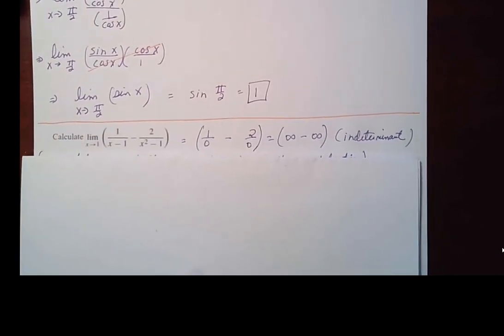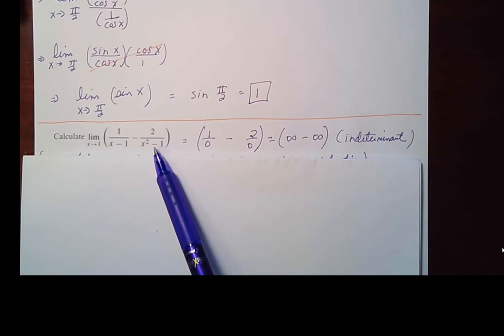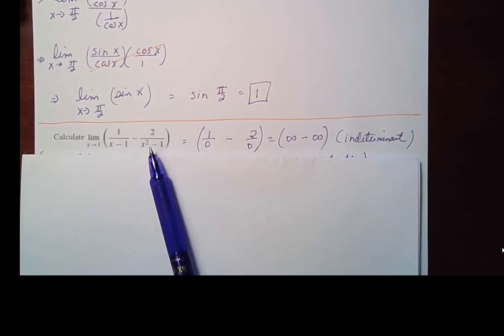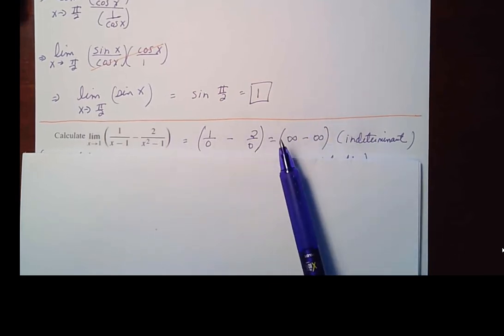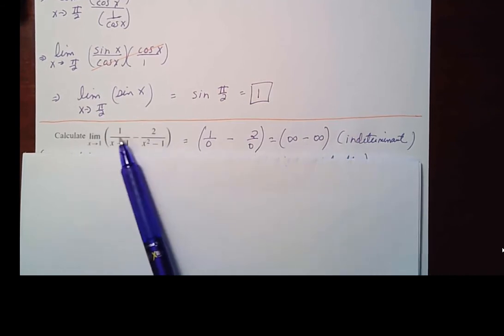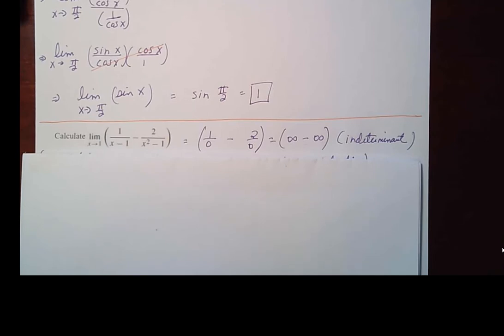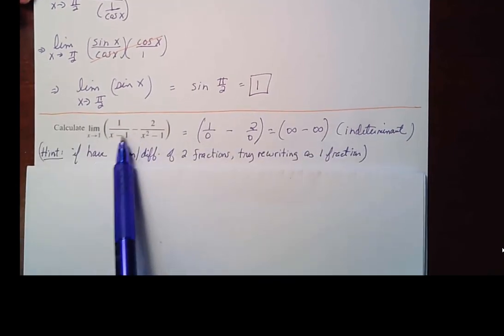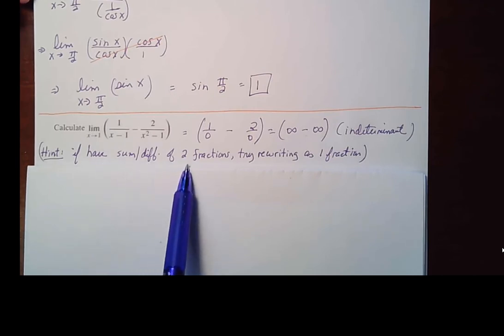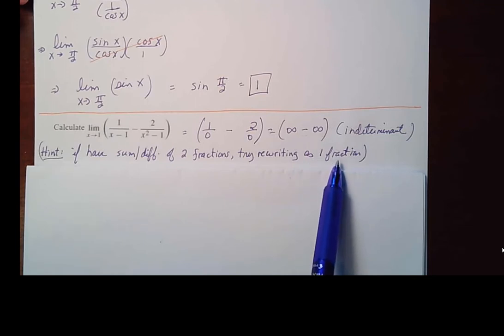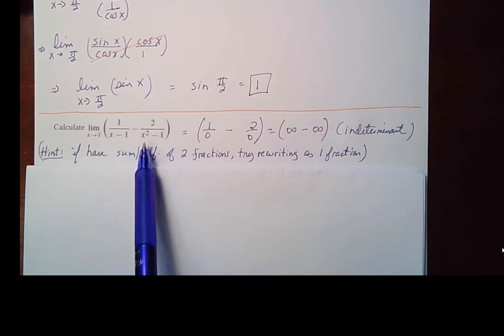All right, so here we have a difference of 2 fractions, 2 rational functions, which are basically fractions. So this is one of those, what I would call hybrid indeterminate forms. It's not a fraction form, it is a difference form, but it is indeterminate. So what could we do to simplify this? Again, I have another hint written. Hint: if you have the sum or difference of 2 fractions, try rewriting them as 1 fraction.